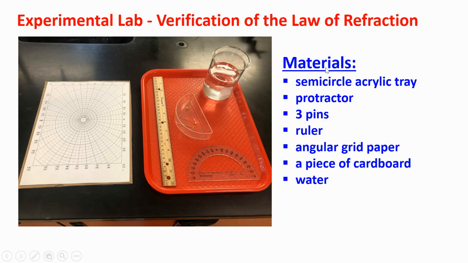The materials that you need for this lab are the semicircle acrylic tray, a protractor, 3 pins, a ruler, an angular grid, a piece of cardboard, and water.